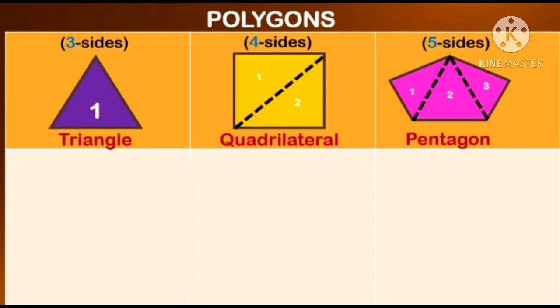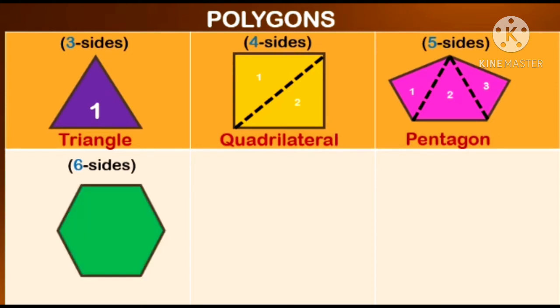Then the next is a 6-sided closed figure. A 6-sided closed figure is called a hexagon. As we all know, it has 6 sides, 6 vertices and 6 angles. Here also, taking a vertex and joining it with the opposite vertices, not the nearby vertices, we can divide it into 4 triangles. That means a 6-sided closed figure has 4 triangles. That is number of sides minus 2. Here 6 minus 2 equals 4 triangles.